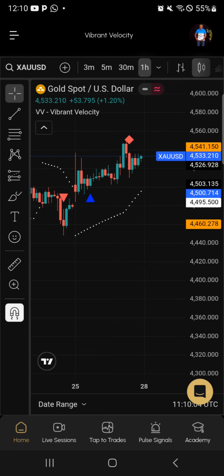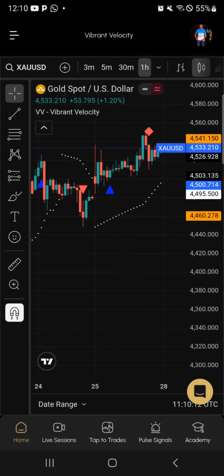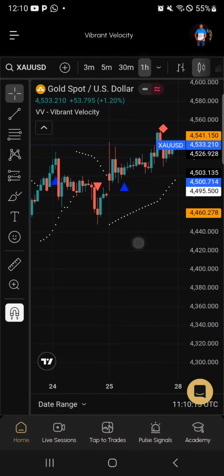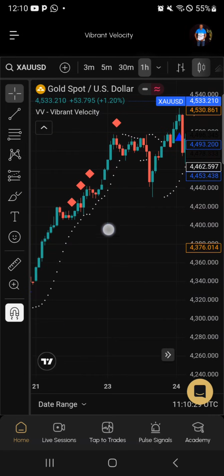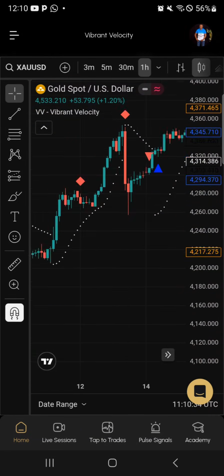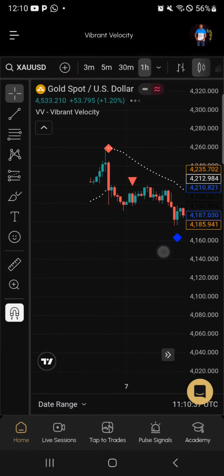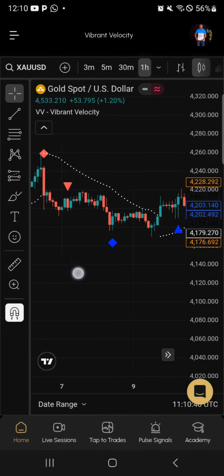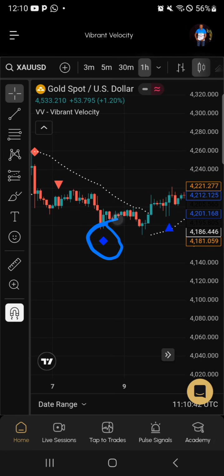Now I talked about 3 things that stand for buy signals. Those 3 things are the blue diamond, the blue triangle, and this white dot you are seeing here. The blue triangle is this, the white dot is this. Then let me continue to scroll to see an example of the blue diamond. Okay, this is it. So you can see this is the blue diamond.